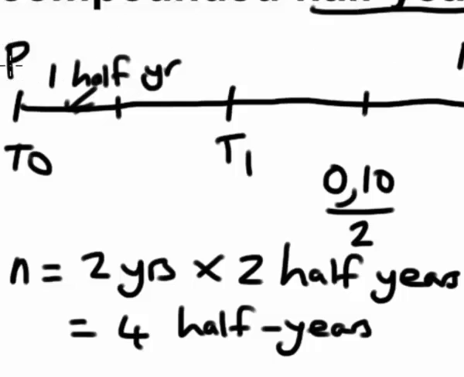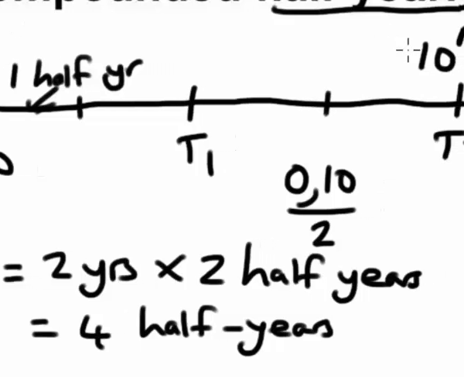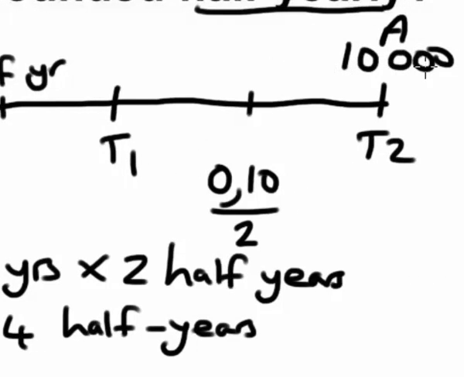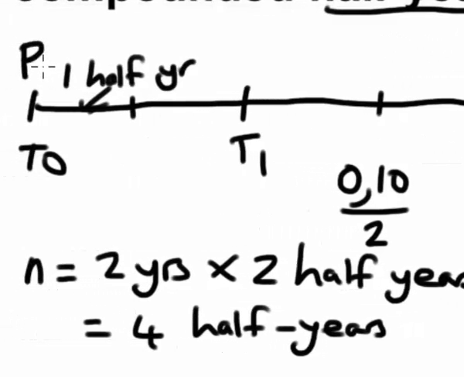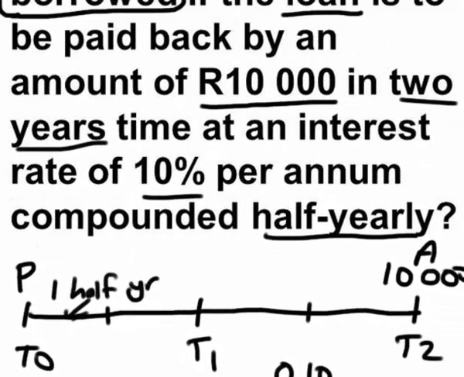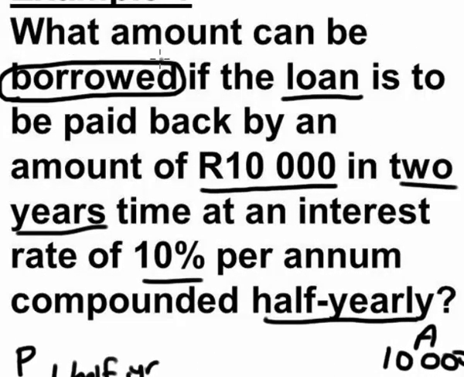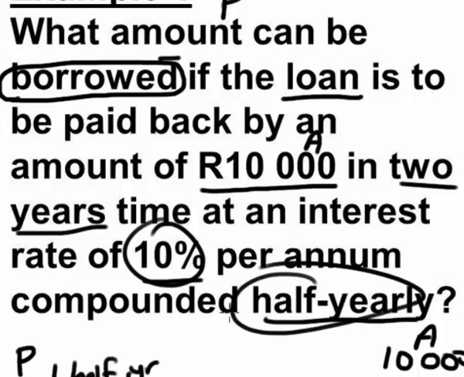We borrow a certain amount here, let's rather say it's a loan, and we repay this. But remember, this is a higher amount to what you borrowed. So we want to know what the lesser amount is there. So how did we do this in earlier years? Okay, let's just go back and read the question. What amount can be borrowed? That's P. If the loan is to be repaid by an amount of 10,000 in 2 years' time at an interest rate of 10%, half yearly.